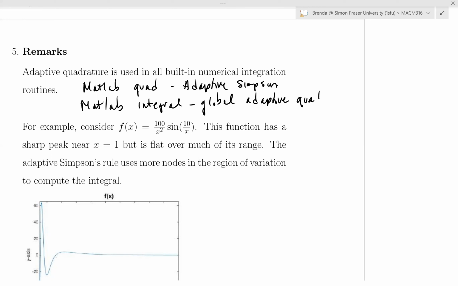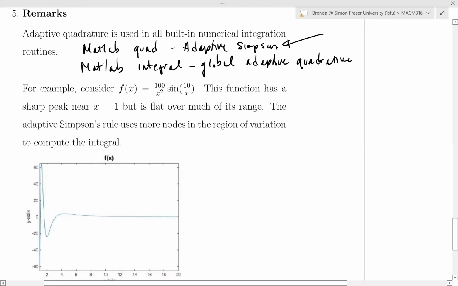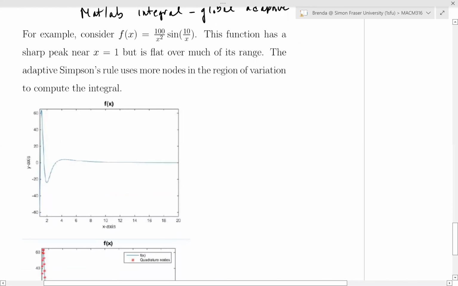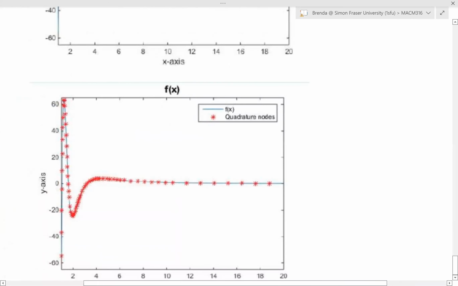So we just did this one here. It's a little bit simpler. Okay, so we've got this function here. It has a sharp peak near x equals 1, but it's also flat over much of its range. So what happens when you apply Simpson's rule with adaptive quadrature? This is how it plays out.